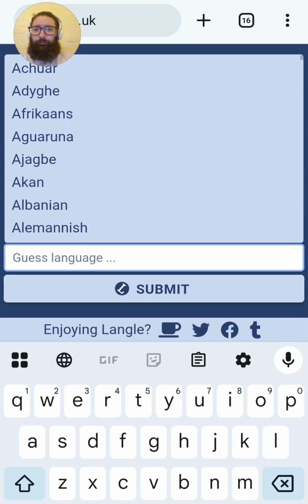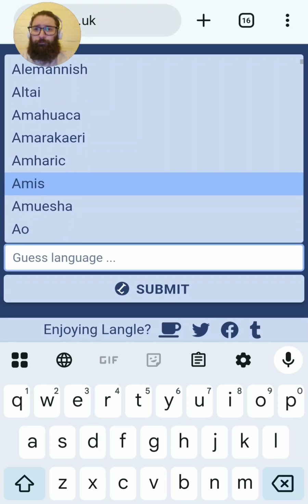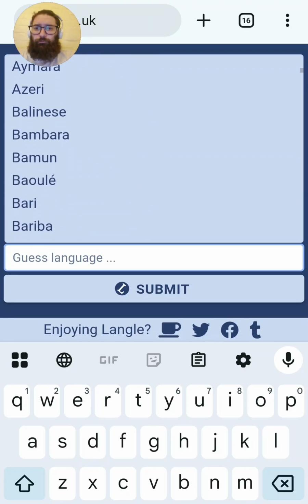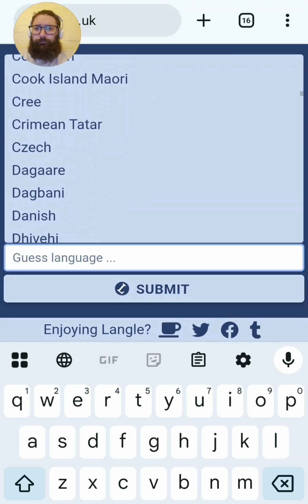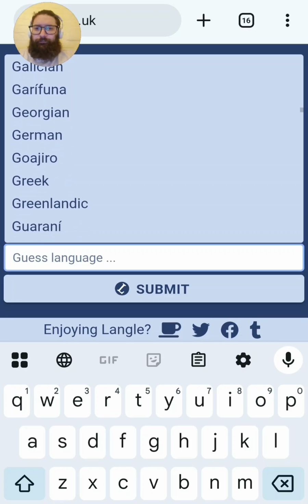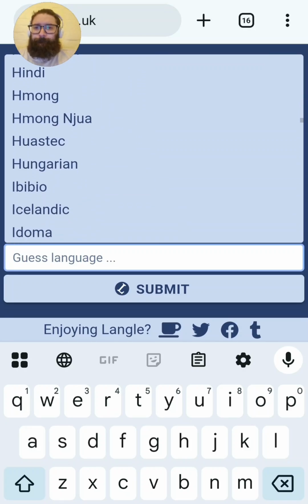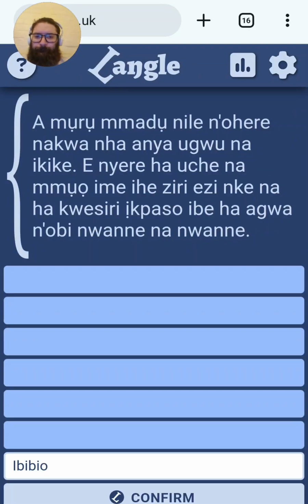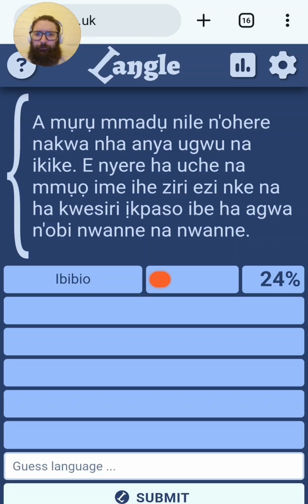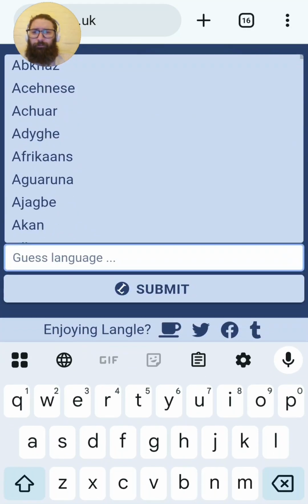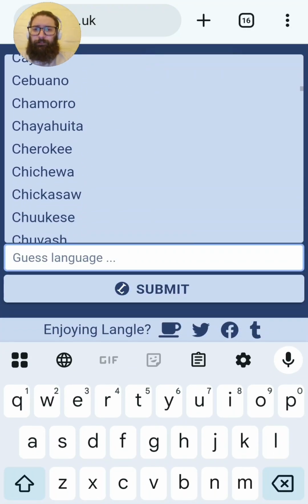So let's have a look here. We're thinking, okay, it's definitely not like Afrikaans. Where's Ibibio? Let's give that a shot. I don't think it'll be correct, but it'll get us somewhere. We're very, very close with Ibibio. Interesting. So it's got to be something quite nearby to Ibibio.